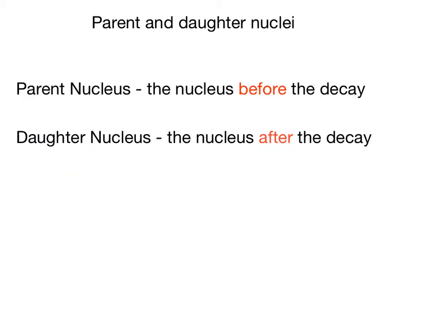Here are a couple of terms that you need to know. When a nucleus decays and turns into something else, the nucleus before the decay is called the parent nucleus. The resulting nucleus after the decay is called the daughter nucleus.